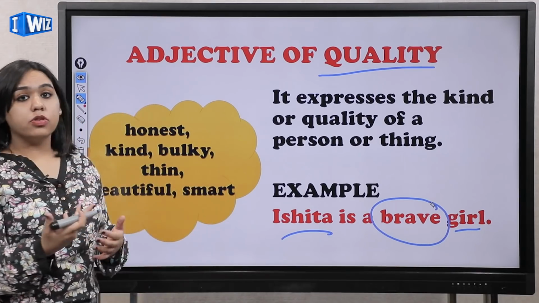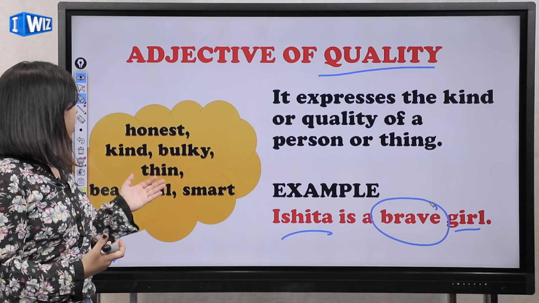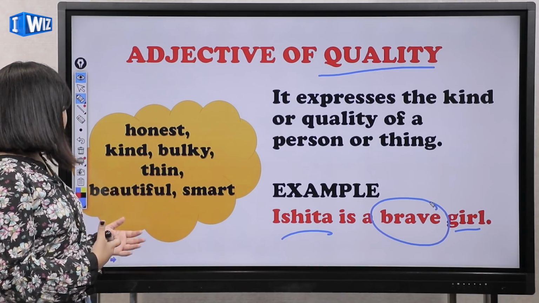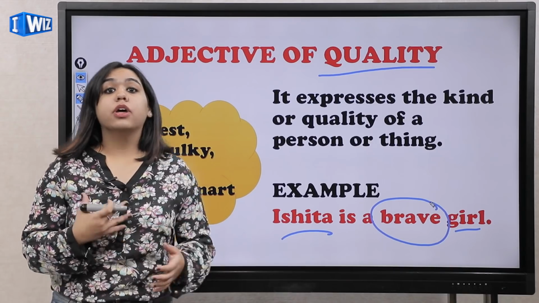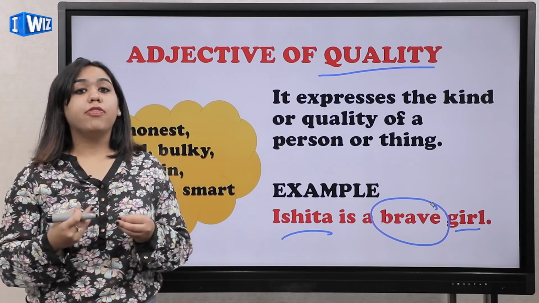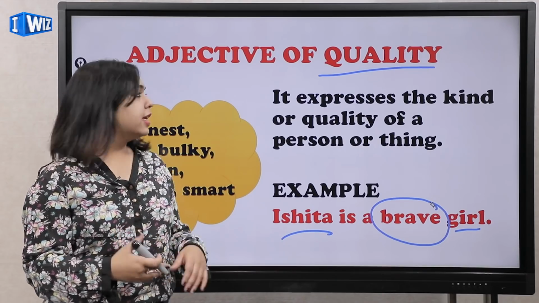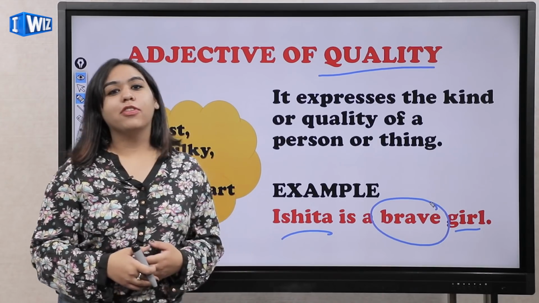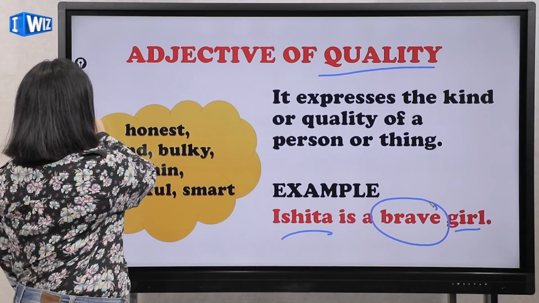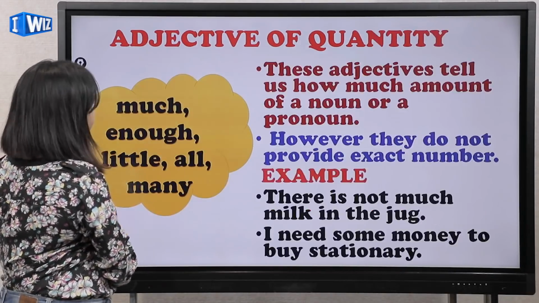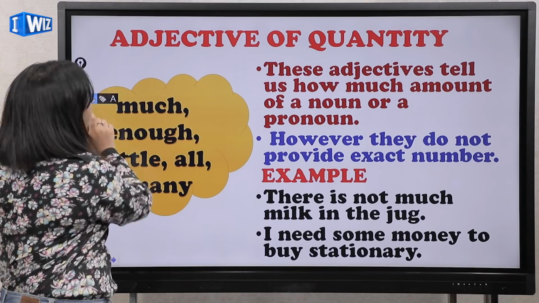Some more examples of adjective of quality are, say, honest, kind, bulky. Bulky means heavy, thin, beautiful and smart. So the adjectives that you use to define somebody, define their quality or their appearance, are called adjective of quality. I hope that these are clear to you, and now we'll be moving on to our next type of adjective, that is adjective of quantity.